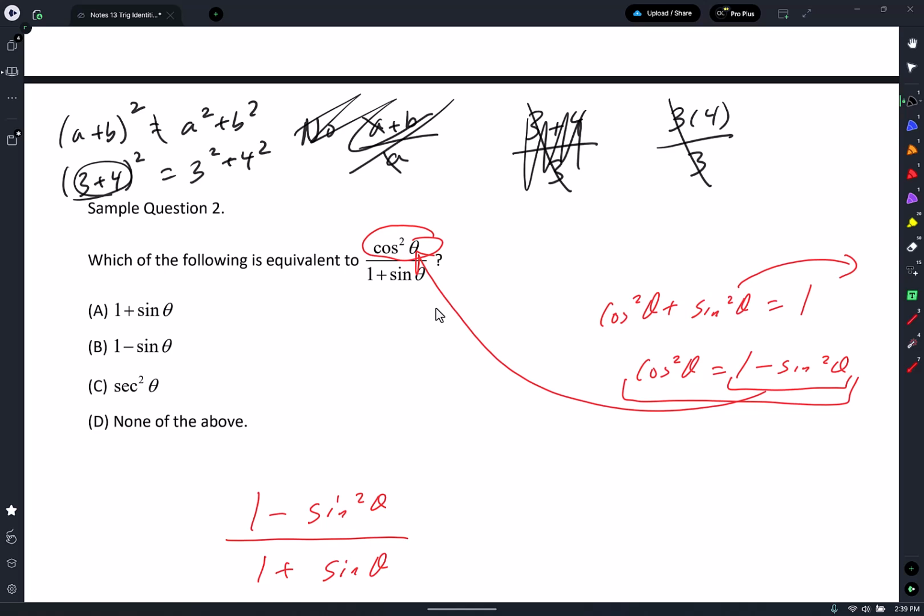3 squared is 9. 4 squared is 16. 16 plus 9 is not 49. Do you guys see what I'm trying to say? So, a plus b squared, or a plus b with a square on it, is a squared plus 2ab plus b squared. That's what it is.